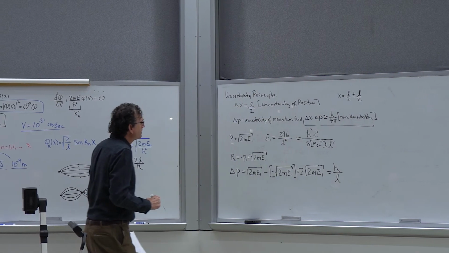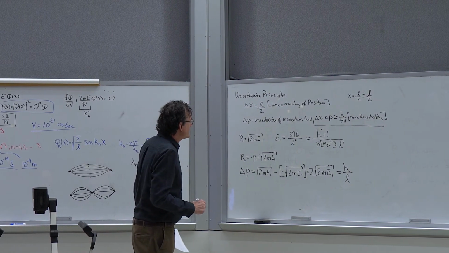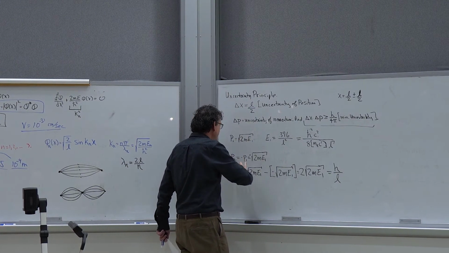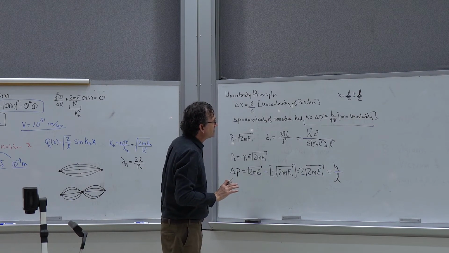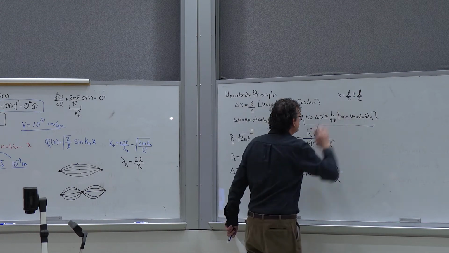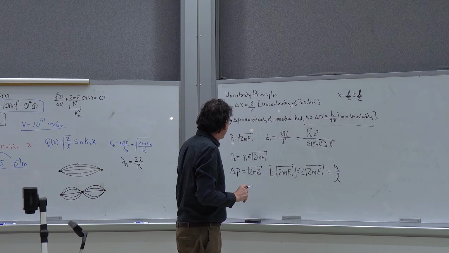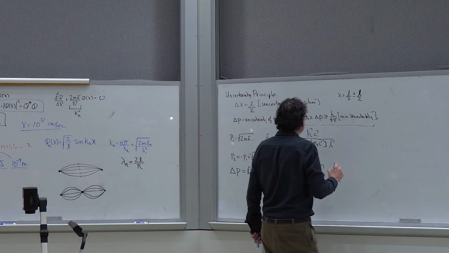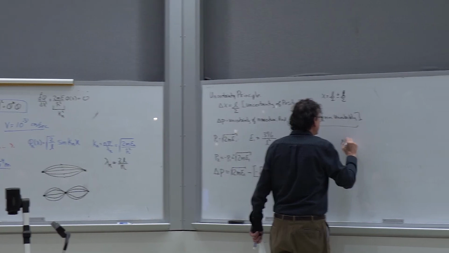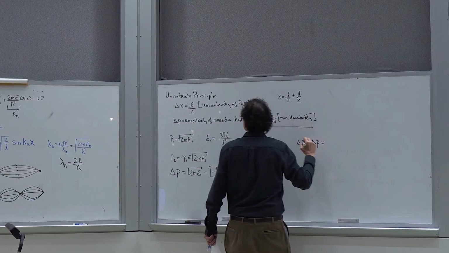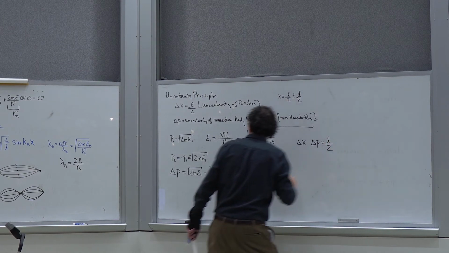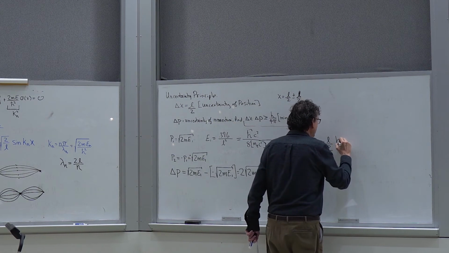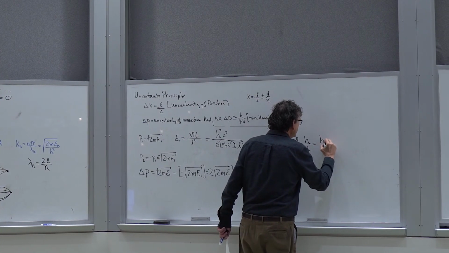Okay, so the uncertainty principle then says that if I take this uncertainty in delta X and multiply it by this uncertainty in delta P, the product has to always be greater than or equal to this quantity. So I can now plug this in and see what I get. Delta X times delta P is equal to L over 2 times H over L, which is equal to H over 2.